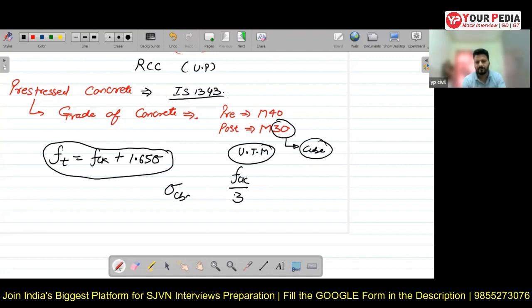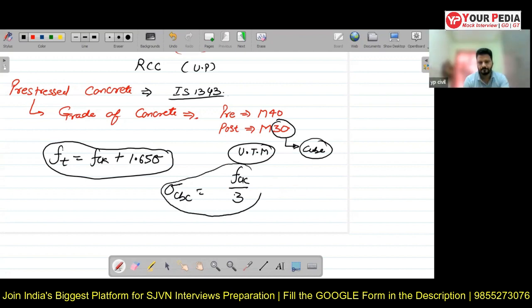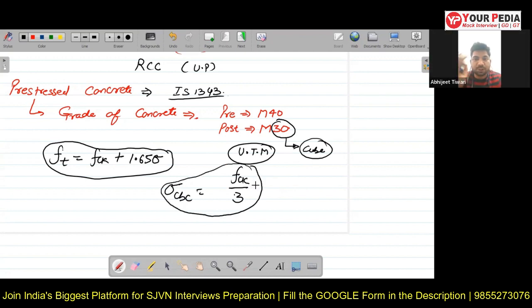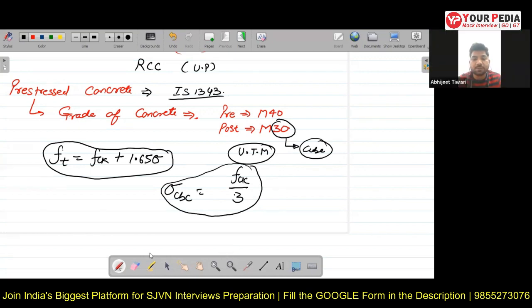Sigma cbc. What is sigma cbc? Sigma cbc is the allowable compressive bending strength in concrete. The allowable strength of concrete in bending during compression. Which strength is this indicating, bending compression strength or bending tensile strength? So bending compression strength.